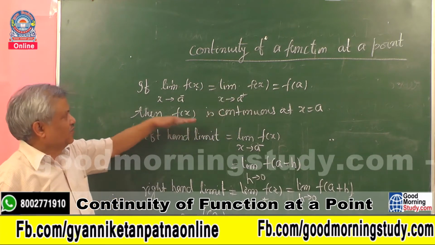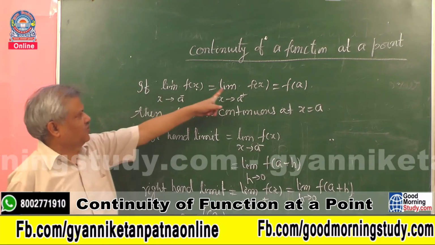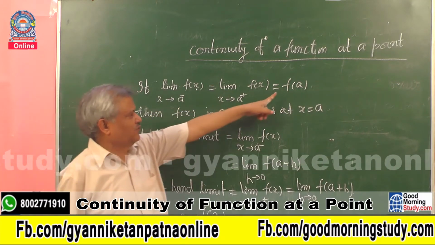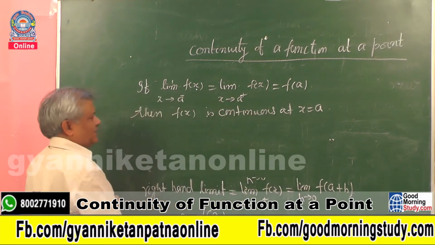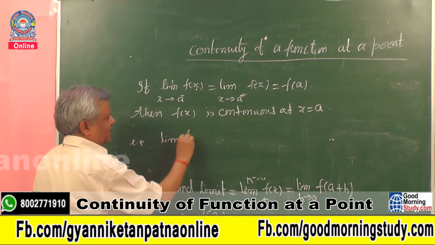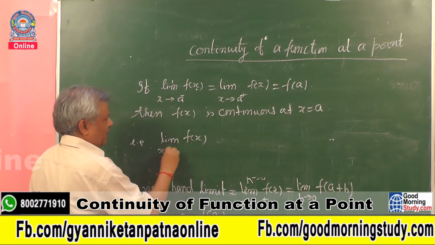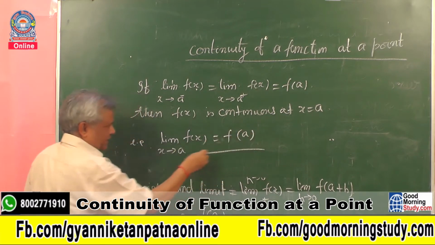at that point. So for the sake of continuity, the limit of the function should exist, and then that must be equal to the value of the function. So in short, we can write for continuity that if limit of the function f(x), x approaches to a, is equal to f(a), then the function is said to be continuous.